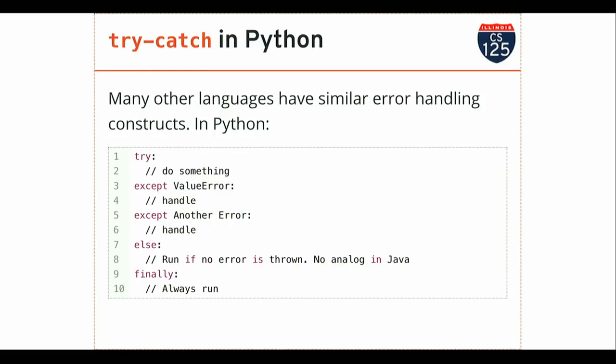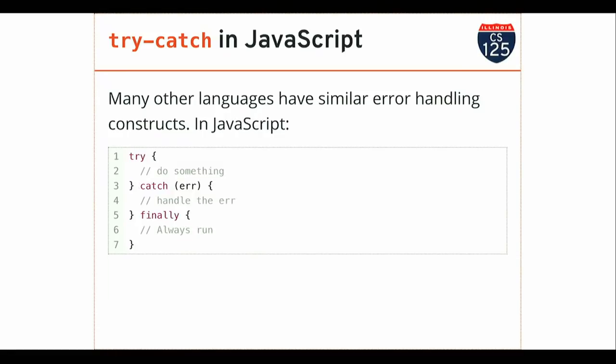Python, for example, has a try except block. Python obviously has different syntax. We don't use braces. We use indentation to indicate blocks. But this is the same thing in Python. C++ has something similar. This is the same thing in JavaScript. JavaScript has the same thing.